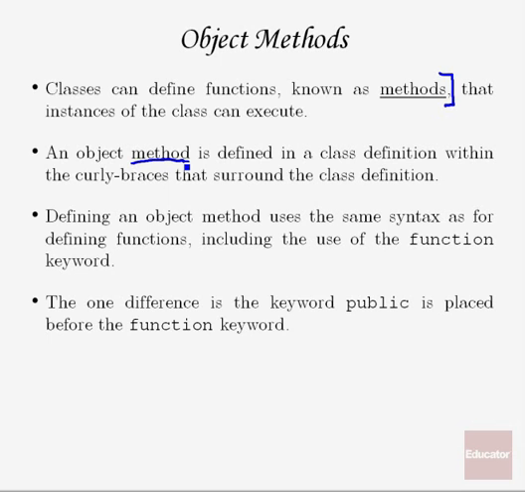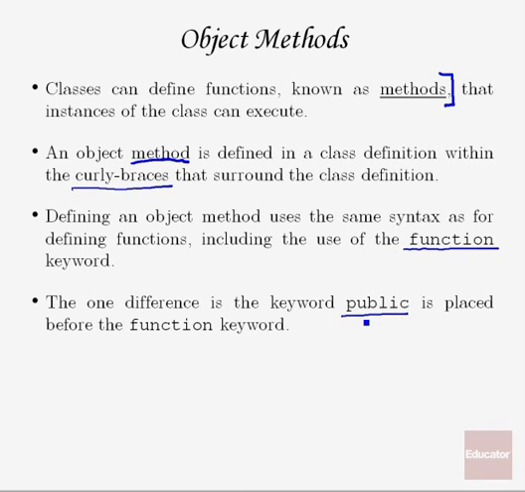It's defined within the class definition, just like a class's properties. It's defined within the curly braces. We're going to take a look at what it looks like in a second. It has the same syntax that we use for defining functions, and it even uses the function keyword. The one difference is that we place the public keyword in front of the function keyword, at least for the time being.